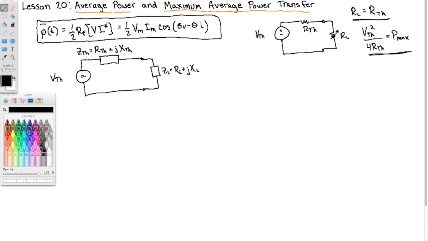Alright, well, the current going around that loop is the same as the current through the load, call that IL. So we can use Ohm's law. IL is V Thevenin divided by the sum of these two impedances. So I have them in rectangular form already, so the real parts add and their imaginary parts add.